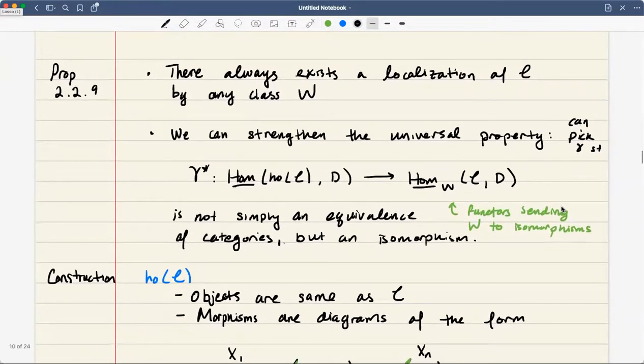So first of all, you could show that it will exist. And you can actually kind of strengthen it. The universal property is initially saying that this gamma star is an equivalence of categories, but you can actually construct the homotopy category in such a way that it's actually an isomorphism of categories.